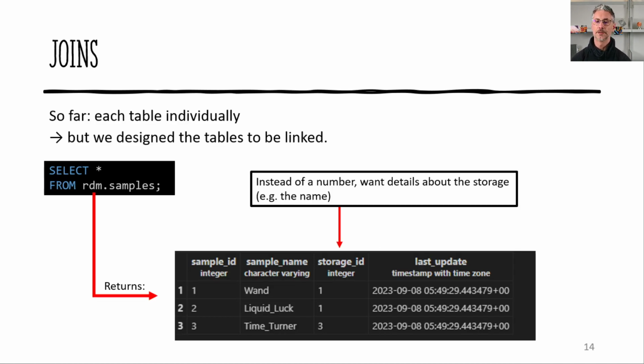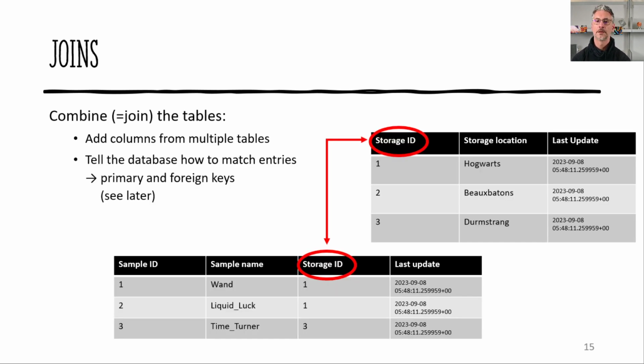What we just said in the previous example, where we have a selection on the storage location, is that we have to know which storage location we look for. So we treat each table individually, but we designed the tables to be linked. So we want to avoid having to know this number. Here we put two tables together in our query, and that's called a join. So we add columns from multiple tables and tell the database how to match the entries. And this is what the primary key on the storage location table and the foreign key are for.